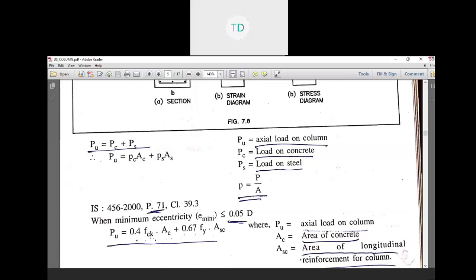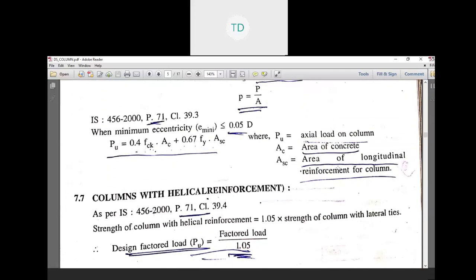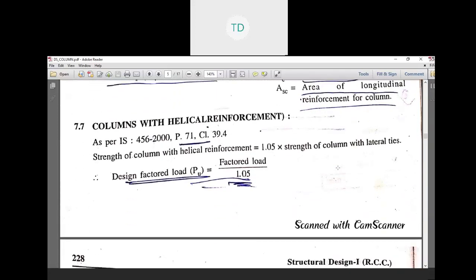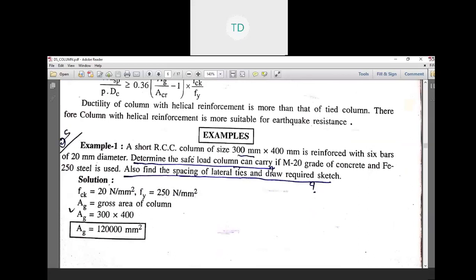When minimum eccentricity E minimum is less than or equal to 0.05 D, PU is equal to 0.4 fck into AC plus 0.67 fy into ASC, where PU is the axial load on column, AC is area of concrete, ASC is area of longitudinal reinforcement in column. Now column with helical reinforcement. This topic is covered in our next lecture.